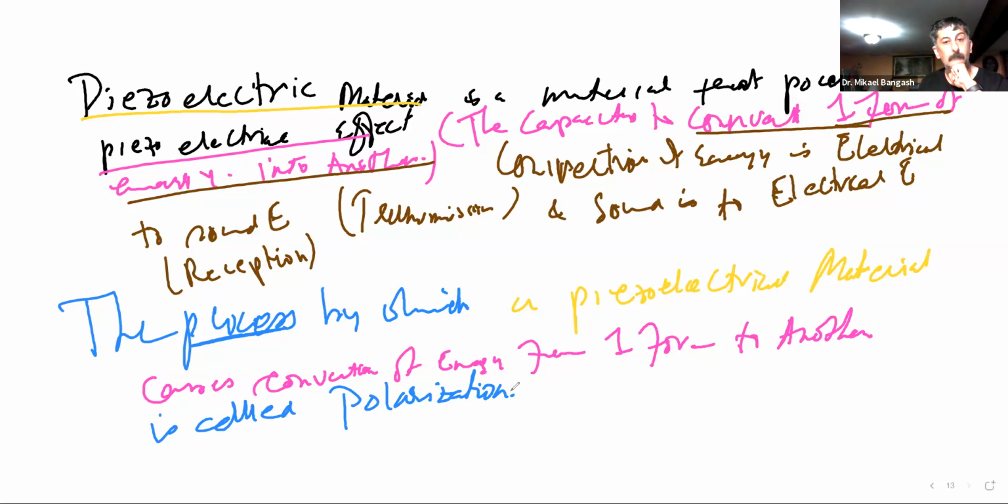Okay. So what did we have? We had piezoelectrical material. Clear. What was a piezoelectric material? A material that possesses a piezoelectrical effect. What did we mean by a piezoelectrical effect? It is the capacity of any material to convert one form of energy into another form. Clear? Okay.